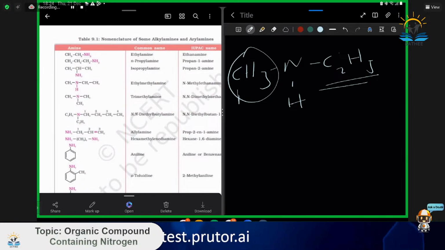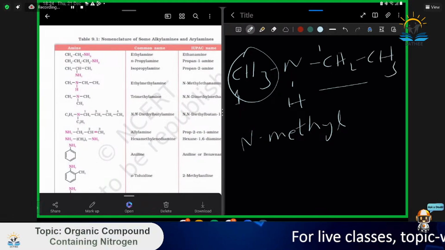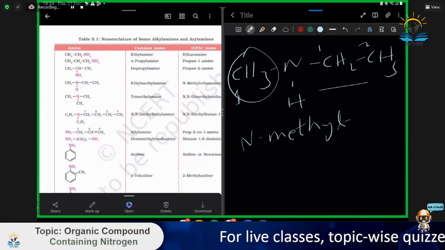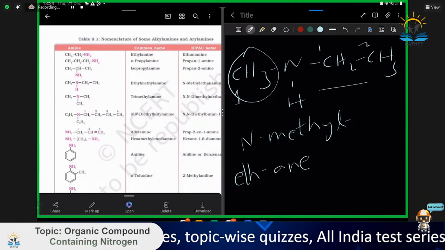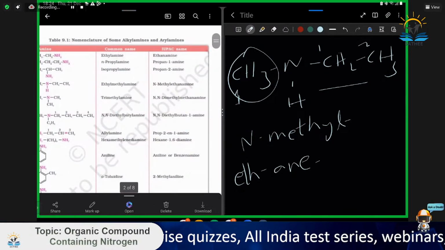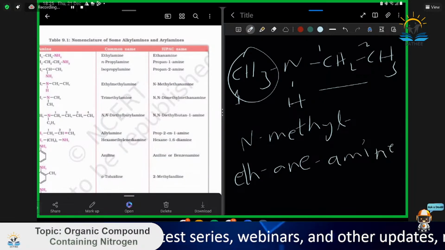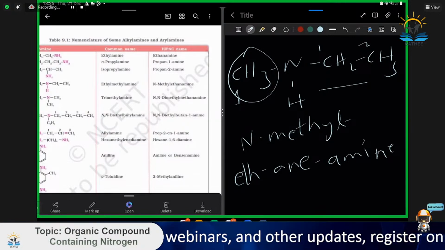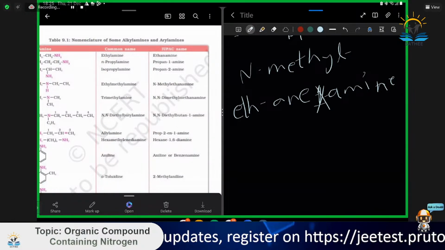This side substituent is just methyl. So N-methyl, and the parent is CH2 CH3, ethanamine. In secondary and tertiary amine naming it is 1 amine, so the 1 is disregarded.